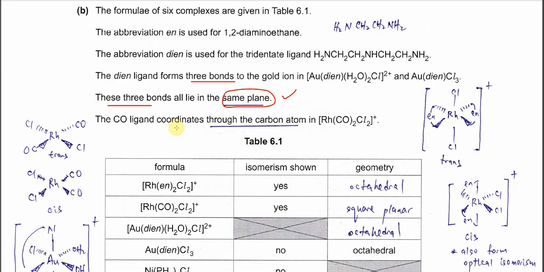And the CO ligand coordinates through the carbon atom. This means the carbon is the donor atom. So when you draw, you must draw something like this: the dative bond actually points to the C, not the O, because it is through the carbon atom. So these are the 2 things you need to understand and be careful about.